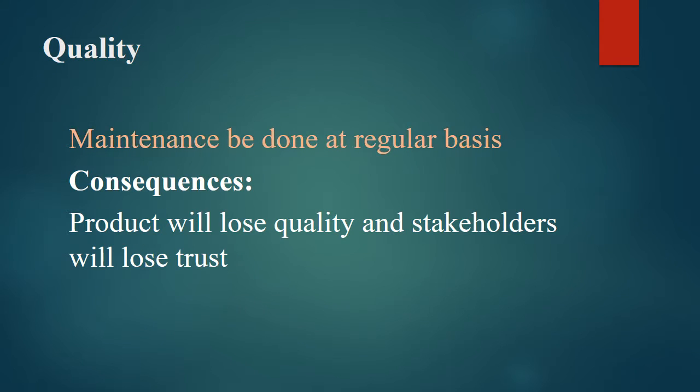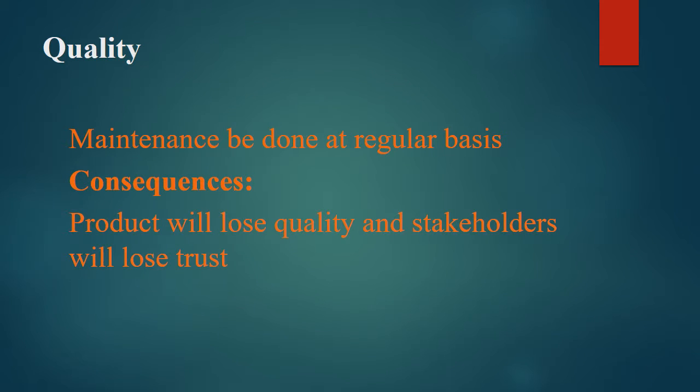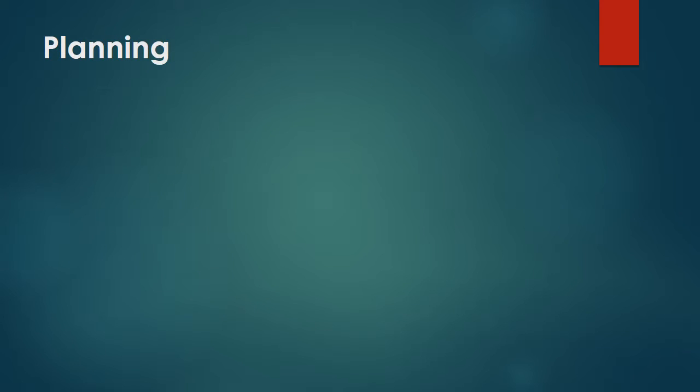Now moving on to quality. Maintenance has to be done regularly to maintain the quality that our system offers. The consequence if we can't do that is that, like a car, if maintenance is not done regularly, the quality of the car will drop, the car will get spoiled, and people will lose trust in the quality of that company itself. Now let's move on to planning.